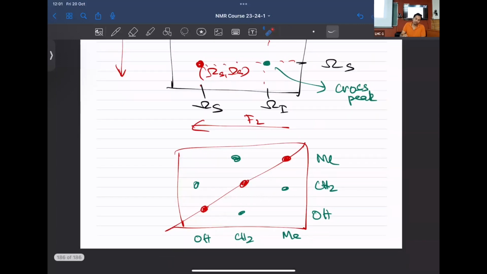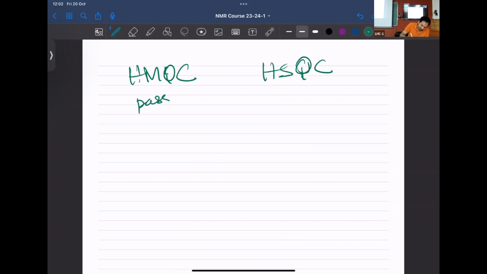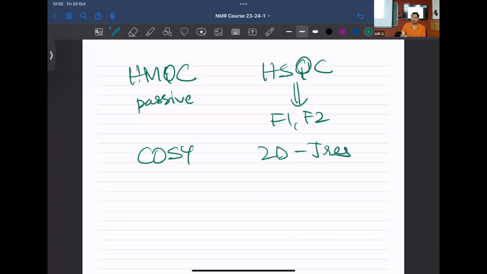What I request you to do for the next one week, since it's a break at IISER Bhopal (Pune students will also get one lecture), is please work on understanding HMQC. Go back, do it, and see whether you understand HSQC. Also think about the passive coupling in both of these experiments, and understand what happens if F1, F2 decoupling does not happen. I'm sorry, I'll finish in just 30 seconds. And also understand how COSY and 2D J-res work. Thank you very much.